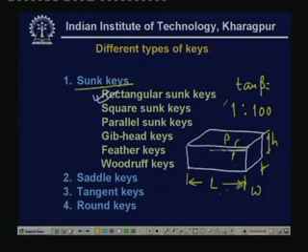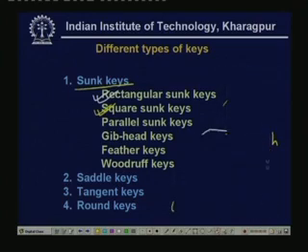If W is equal to H, then of course the cross section is a square cross section and we call it square sunk keys. Then parallel sunk keys, of course, this beta is equal to 0. So in that case, for the parallel sunk keys, beta is equal to 0, that is, there is no taper angle.